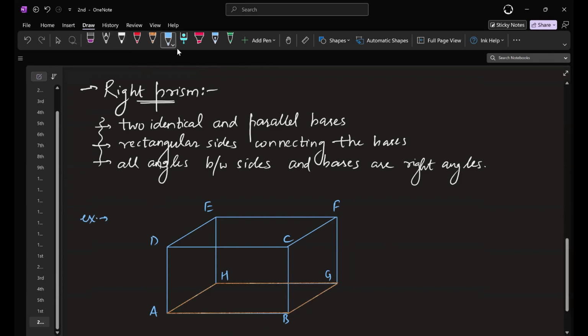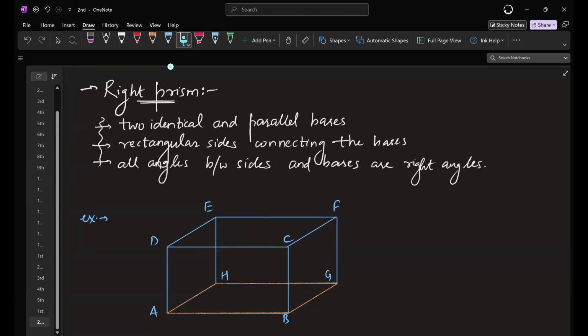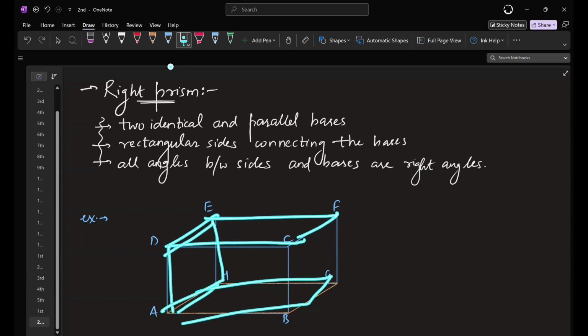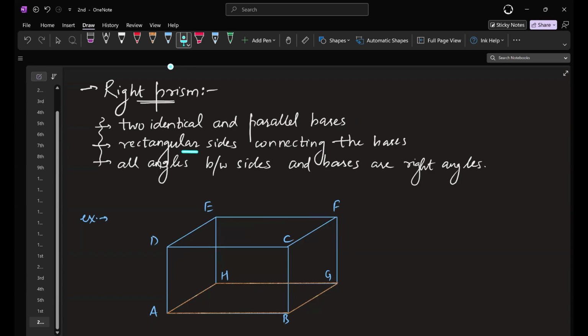Now, what is the first condition for a figure to be a right prism? That there should be two identical and parallel bases. So these two are exactly identical or congruent, and these two are parallel as well. Am I right? First condition is being satisfied. Now, rectangular sides should be connecting the bases. So these two are the bases which are being connected by what? First rectangular side, second rectangular side, third, and the last one, fourth one. Right? You can say that these two go side by side.